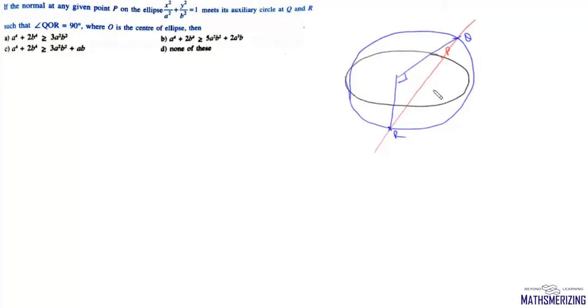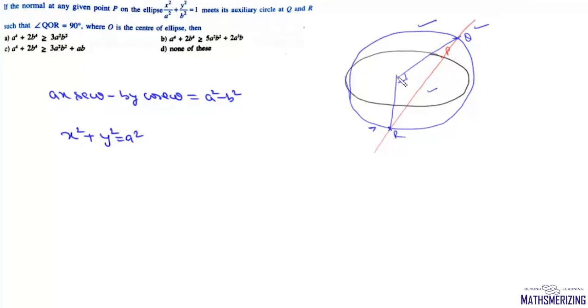So first what we'll do is we'll write the equation of this normal. We know that the equation of the normal is given by ax secant theta minus by cosec theta, and it is equal to a square minus b square. And we'll also write the equation of the auxiliary circle. So the equation of the auxiliary circle is given by x square plus y square equals a square. Now we have the equation of this circle and we have the equation of this line.